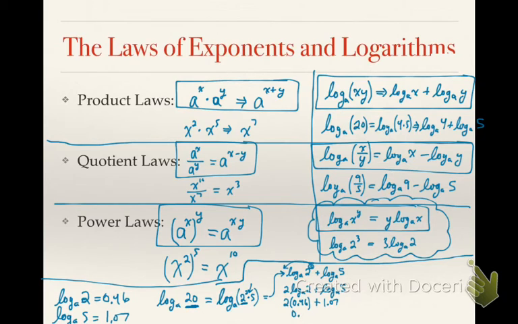So this gives you 0.92 plus 1.07, 1.99. So log base a of 20 is equal to 1.99. Okay, so it's just an example of how these properties are typically applied. Not the only way, but this is a common way.